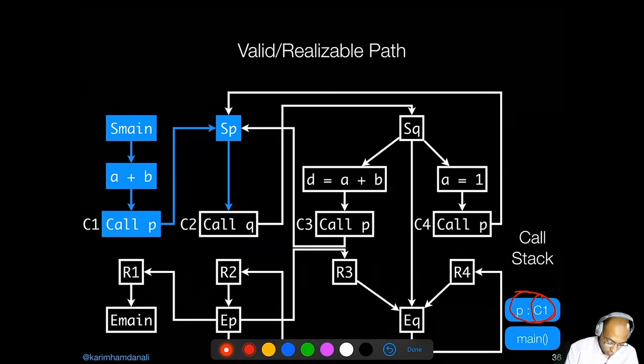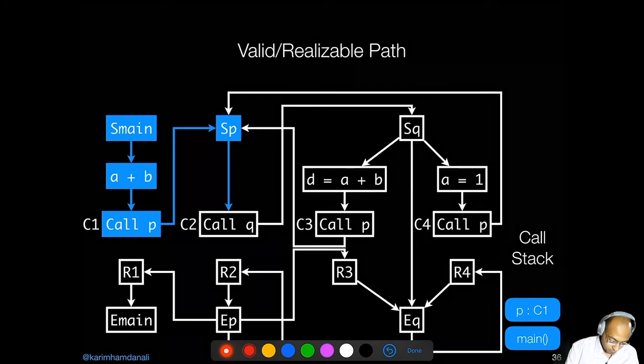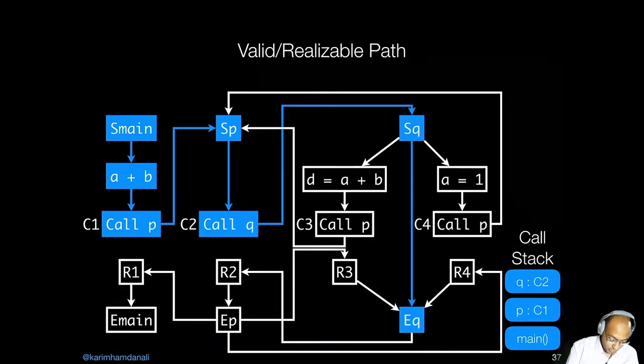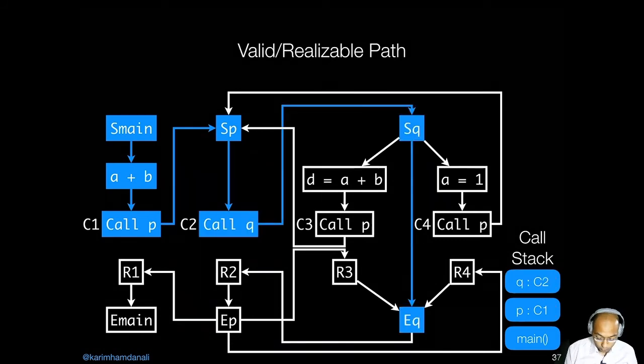And then I'm going to go ahead. Maybe at this time, I'm going to call P. I'm going to go to SP, then call Q. Then call Q goes to SQ. So now I know that I'm calling Q from call site C2. So I'm going to push Q colon C2 to my call stack.